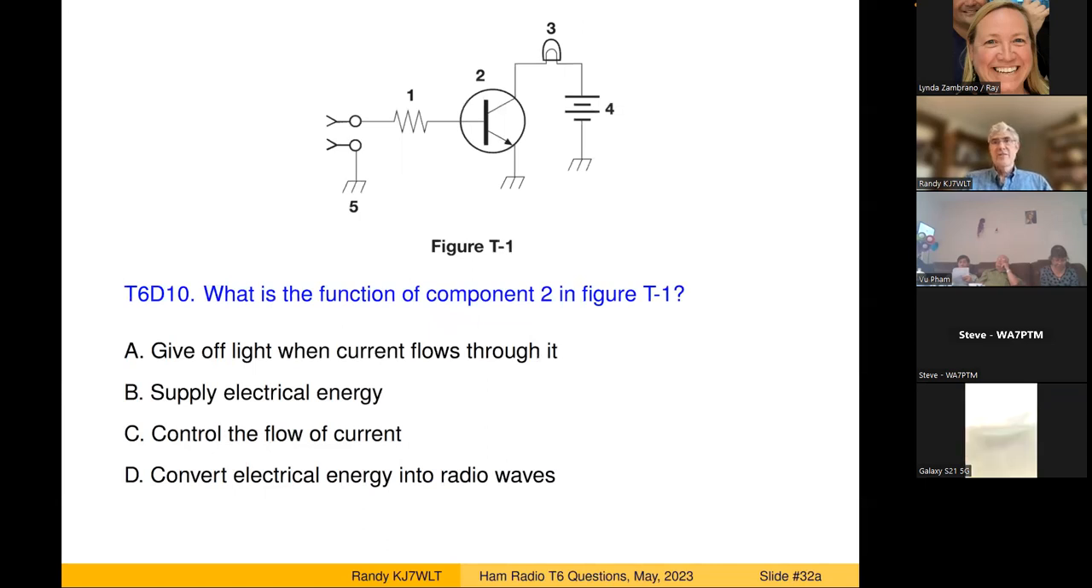This is the same figure as before, but a different question. What's the function of component 2? So what is component 2? Well, it's one of these circles with 3 lines. It's a transistor. So we know various things a transistor can do. Which of these things is something that a transistor can do?